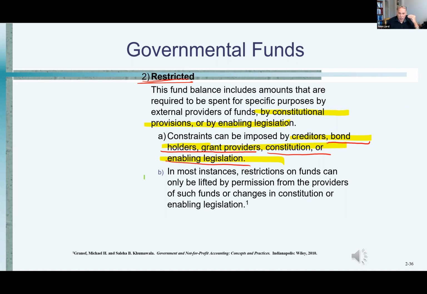But anyway, what would happen? They say to the bondholders, we're going to only use this money to build a prison. Well, that money is restricted because you told bondholders that you're going to use it for a specific purpose. You told those outside of the government what the purpose of this money would be. That makes it restricted. Now, constitutional provision, you don't see too much of that where the constitutional provision will say money has to be used for a certain purpose. It's restricted. Let's talk about enabling legislation.